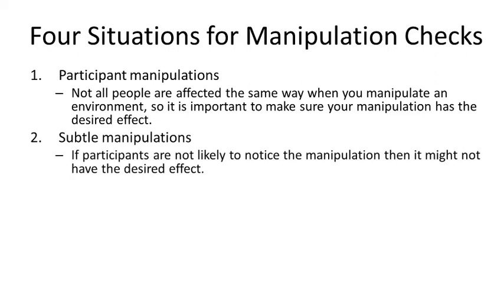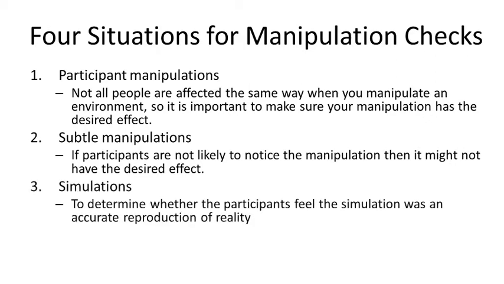And then you have that kind of subtle manipulations thing I was talking about before. Like if you have some kind of pill that only makes a slight difference, or if you're making the room only slightly uncomfortable, like if you're trying to measure anything that's really subtle and participants are not likely to notice it, you should definitely do a manipulation check. You want to make sure that they actually noticed this thing, because if your manipulation is so subtle nobody notices it, then it's probably not going to be very effective.